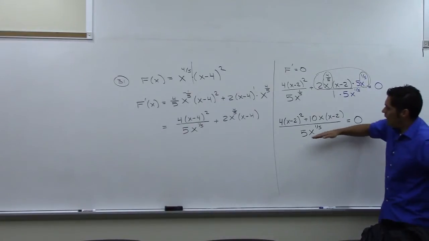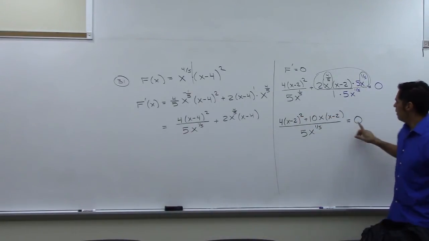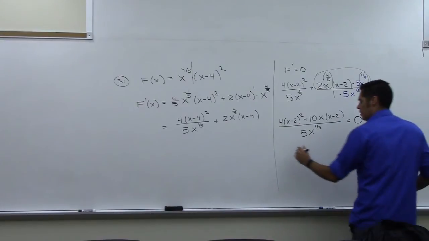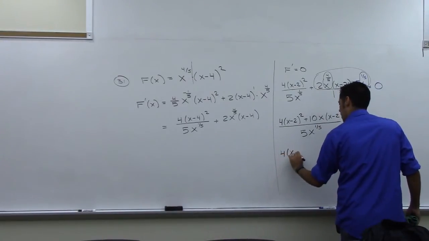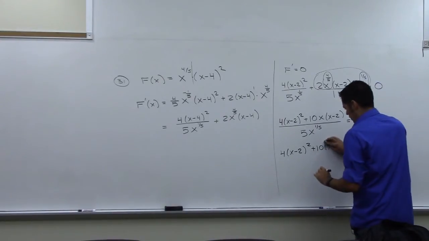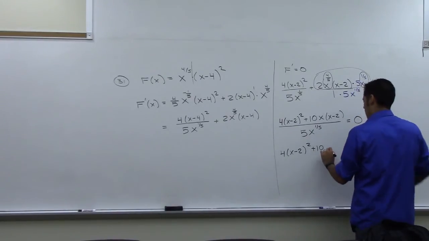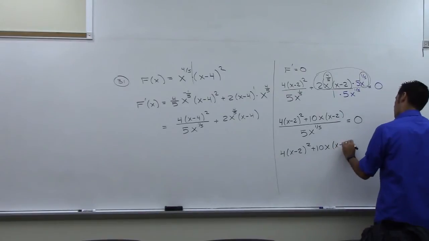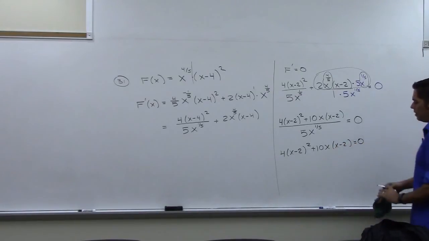Now I have a single fraction. And the only way a fraction can be equal to 0 is if the top's equal to 0. So now I just write the top, the numerator, equals 0. And I need to solve this.